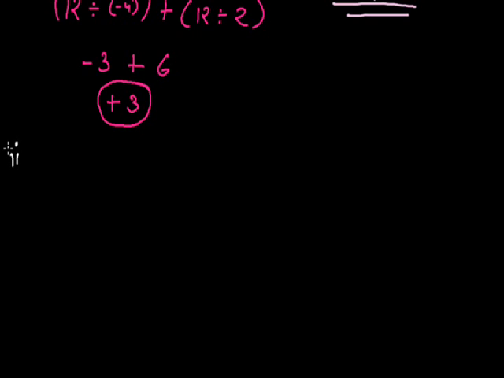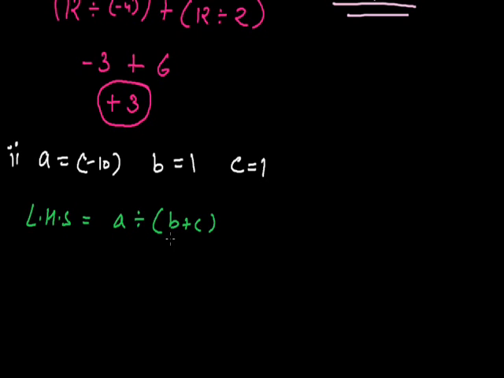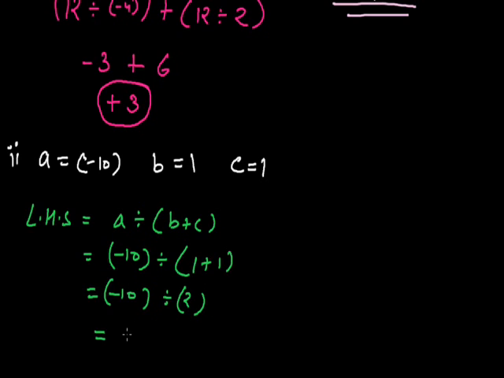Let us take the other example, the second part also. The second part says to take the value of A as minus 10, B as 1 and C as 1. Now let us start with the left hand side. In the left hand side we have A divided by (B plus C). So it will be A, that is minus 10, divided by (B plus C), that is 1 plus 1, which equals minus 10 divided by 2. So it will be minus 10 divided by 2, which will give you minus 5.